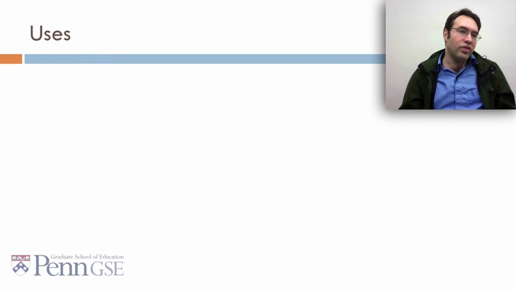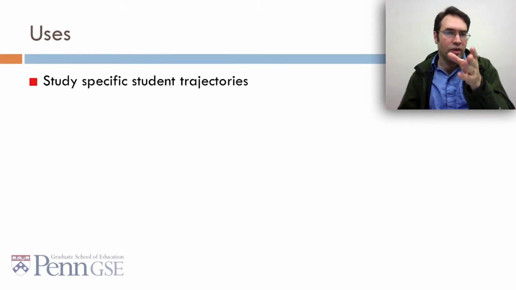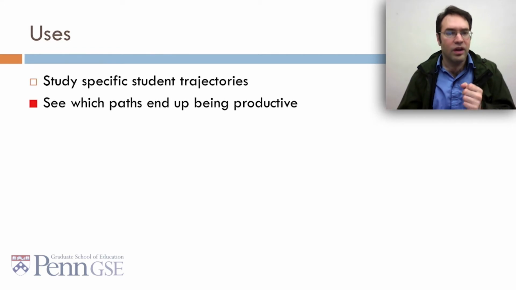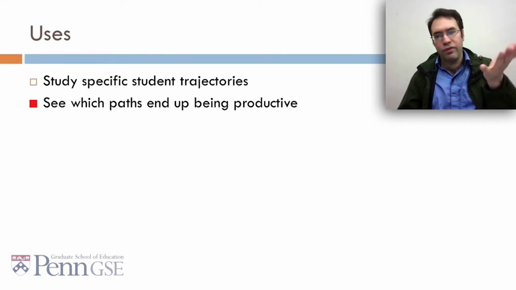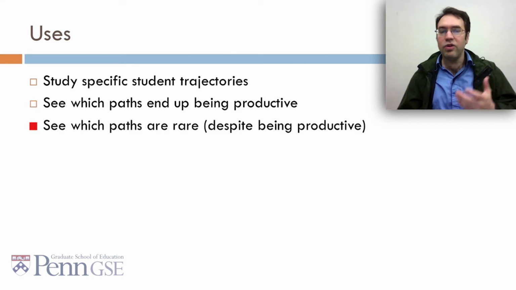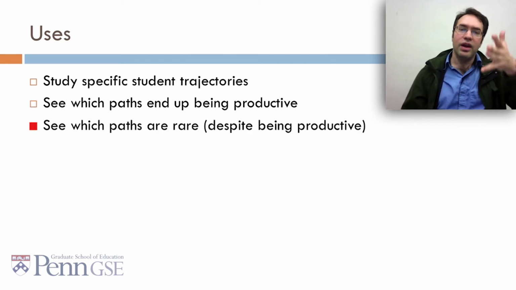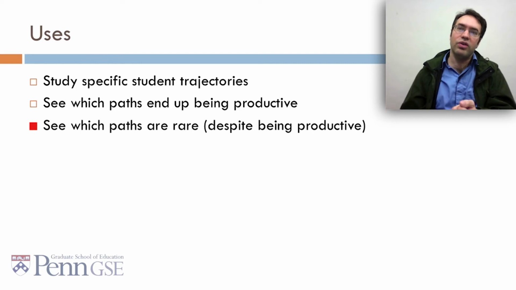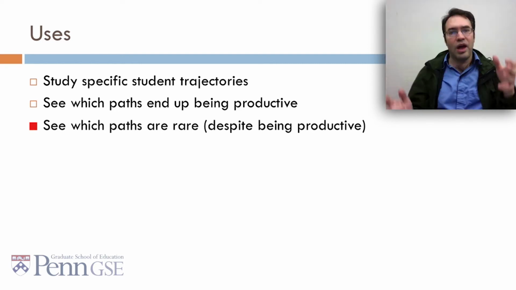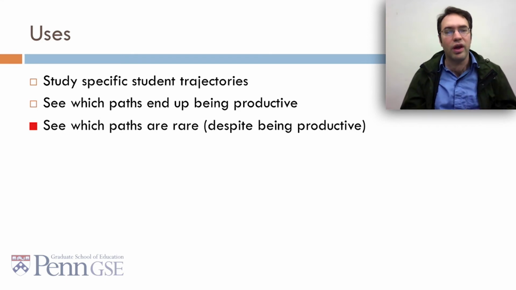So what are state space diagrams used for? Well, first of all, as I mentioned in the case of Refraction, to study specific student trajectories. See which paths end up being productive, as in the work by Barnes's group, and see which paths are rare despite being productive. If you look back in the video, you'll see that there were some paths to the correct solution that had very thin lines. Not many students took them, but they were still okay.